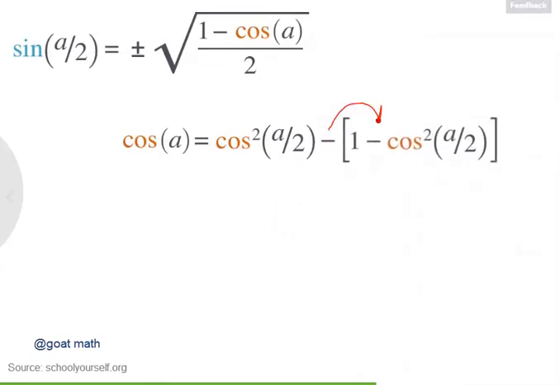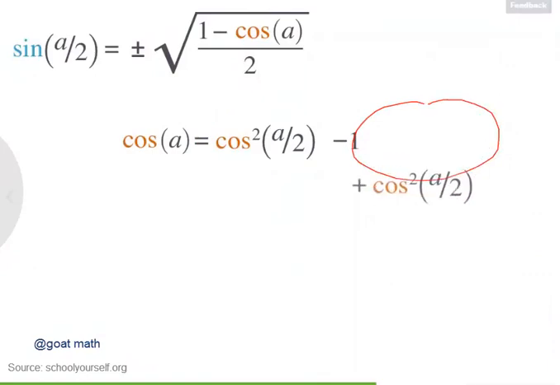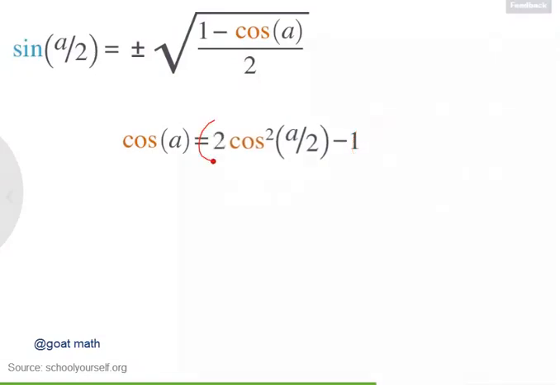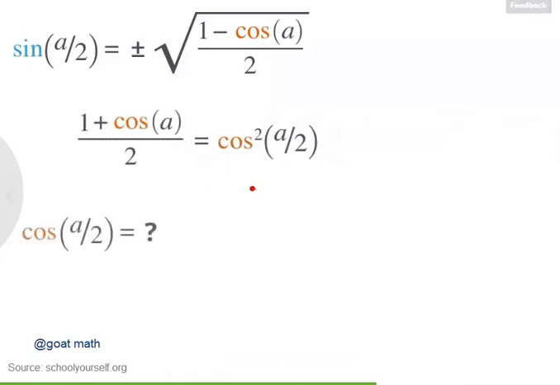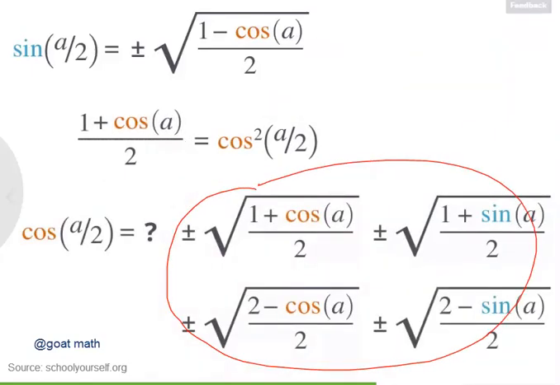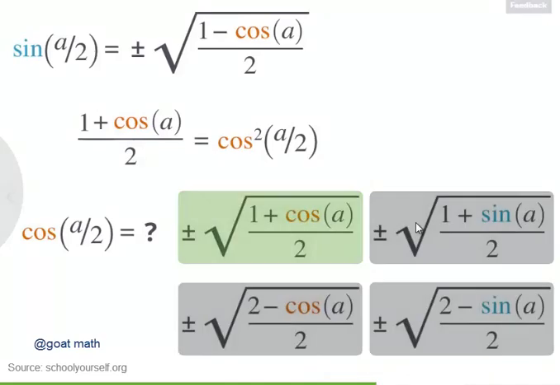Distributing the minus sign into this expression gives us minus 1 and plus cosine squared a over 2. Cosine squared a over 2 plus another cosine squared a over 2 gives us 2 cosine squared a over 2. To solve for the cosine of a over 2, we can add 1 to both sides, and then divide both sides by 2. So which of these is the correct identity for the cosine of a over 2?